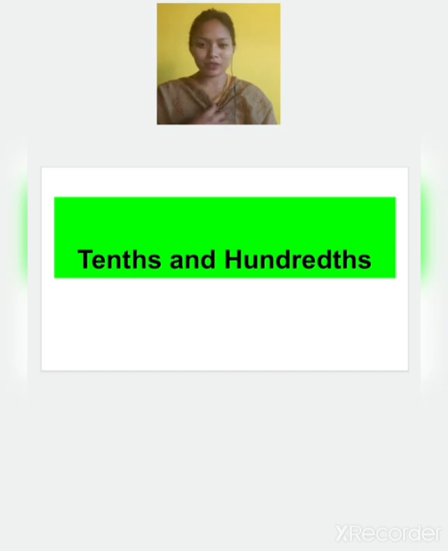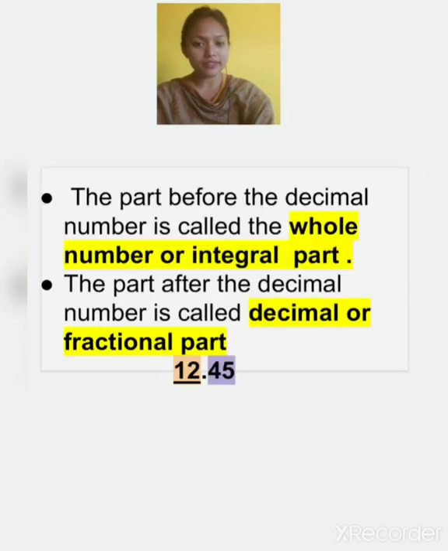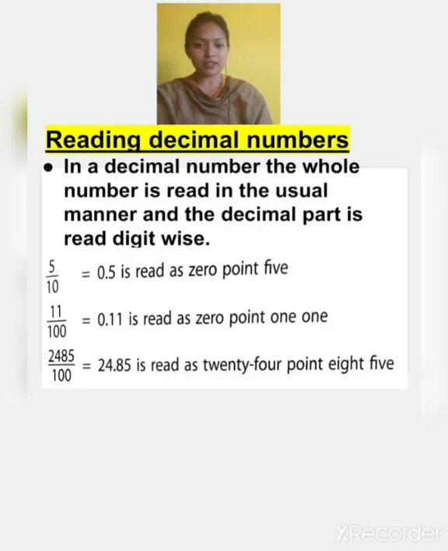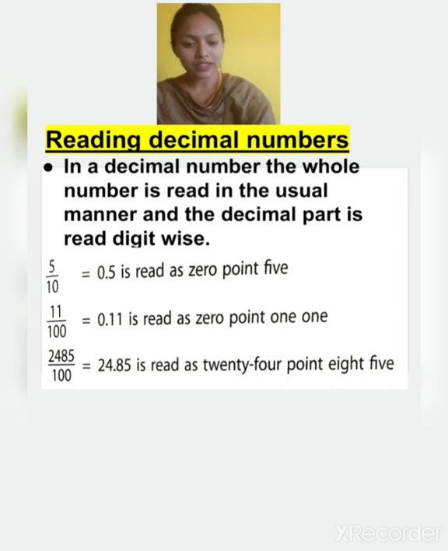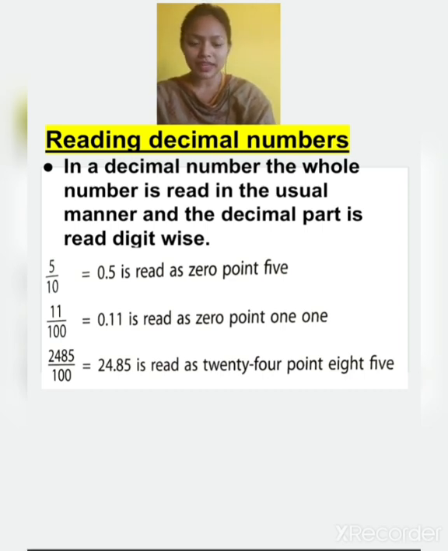So welcome back to the maths class, and today we will continue with the same chapter, that is tens and hundreds. In this one we have studied about the ruler and about the integral and the decimal part. Today we'll start with the reading of decimal numbers. How do we read decimal numbers? Do we read them like other numbers or something else?